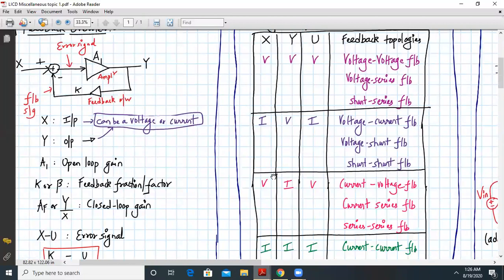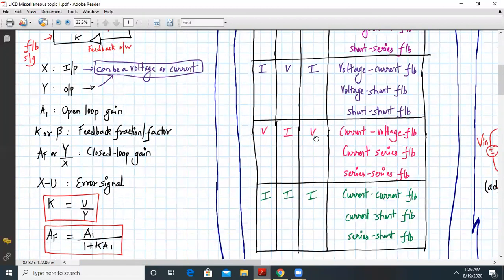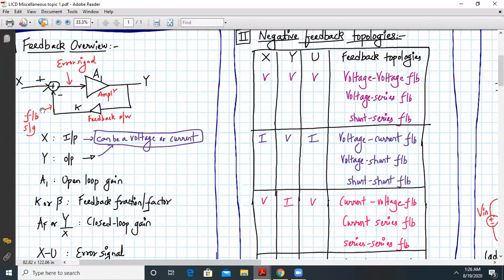Similarly, one thing we can remember is that the feedback signal and the input will have the same nature. So if the input is a current, feedback also will be a current, and if the input is a voltage, feedback also will be a voltage. So here you can check in the X and U columns, they will be the same, whereas Y can be different. In this case, if the input is a current and output is a voltage, it's basically a voltage current feedback topology, or it is called voltage shunt feedback, or it is called shunt feedback.